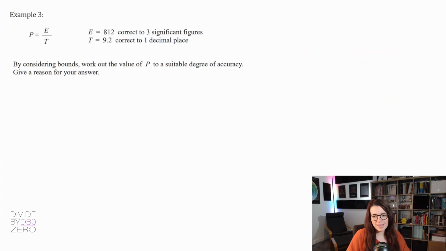Last example, P equals E over T, where E is 812, correct to 3 significant figures, and T is 9.2, correct to 1 decimal place. By considering bounds, work out the value of P to a suitable degree of accuracy. Give a reason for your answer. Now, in this particular style of question, when it references suitable degree of accuracy, what that means is they want you to work out the lower bound and the upper bound and then compare them.